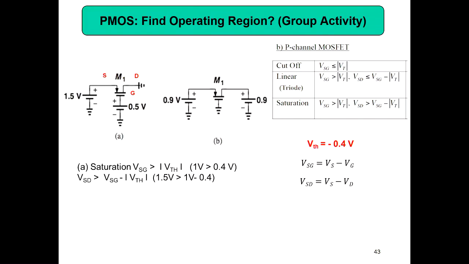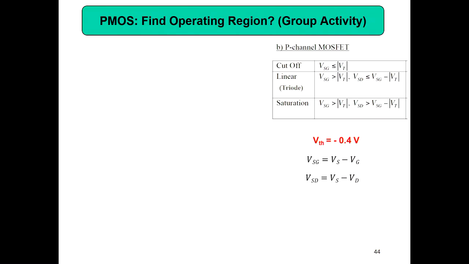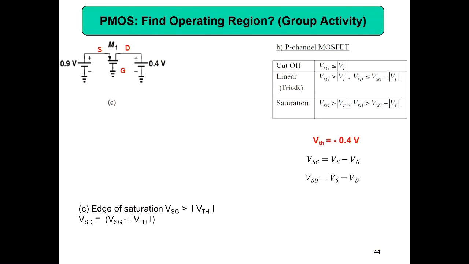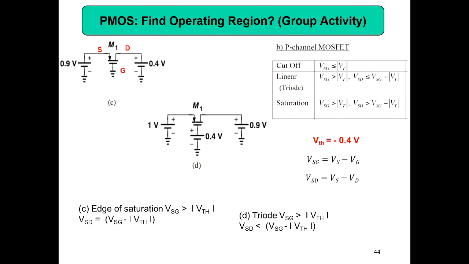How about this one? Linear, because your VSD is definitely less than the modulus of VSG minus VTH; your VSD is actually small. So I have got a couple more examples. Maybe you can try at home. I have given the answer, but you try. These are simple questions. You can just substitute the values, and then we can find out.